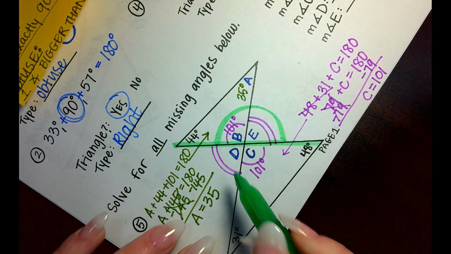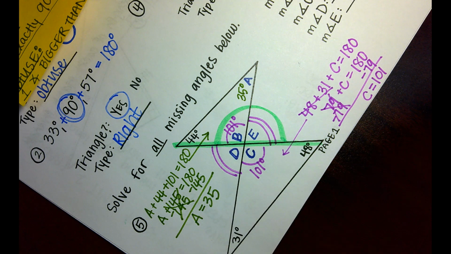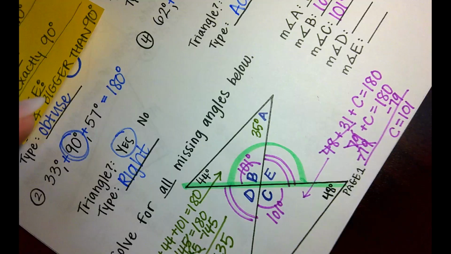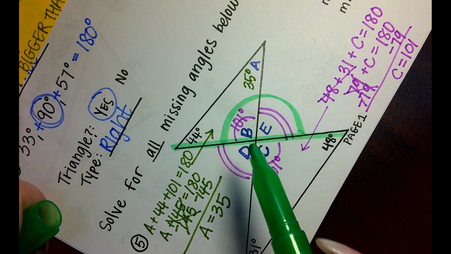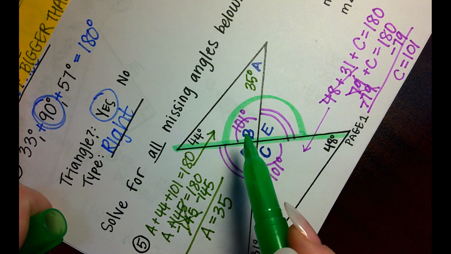Straight line, yeah. What happens with these two angles? They add up to 180, don't they? Yes, so it would be 79. 79 would be E, you're right. You know that B is 101.